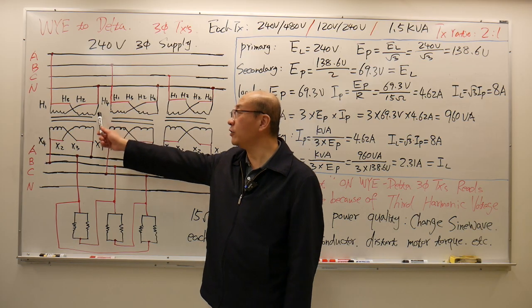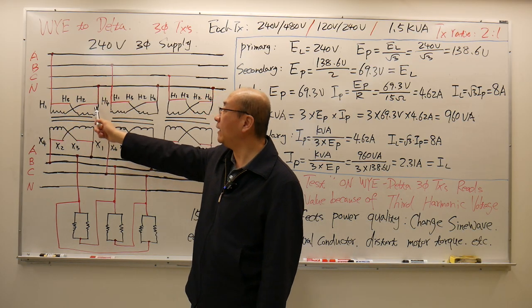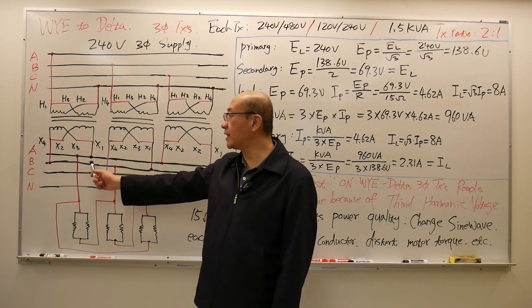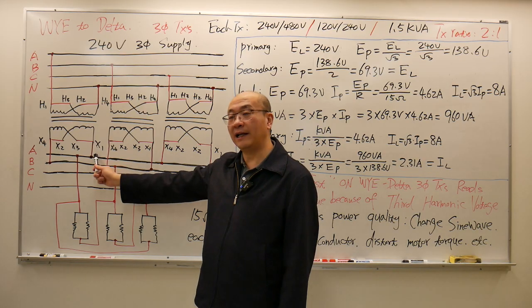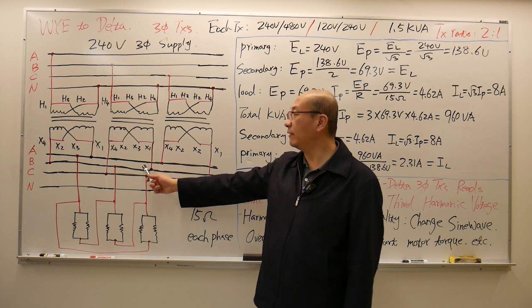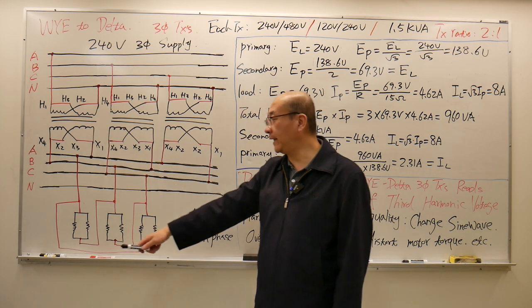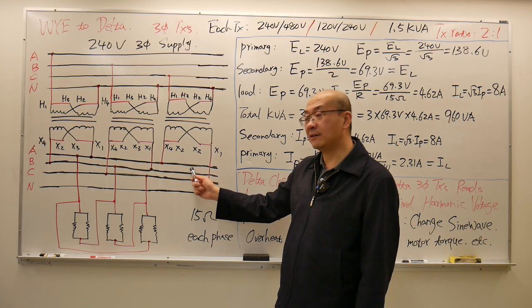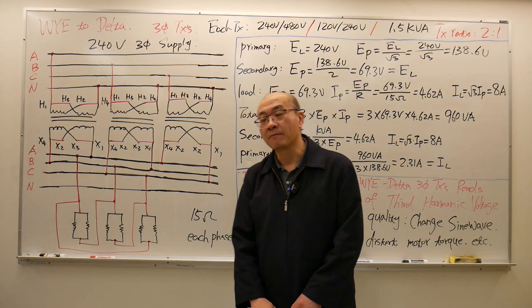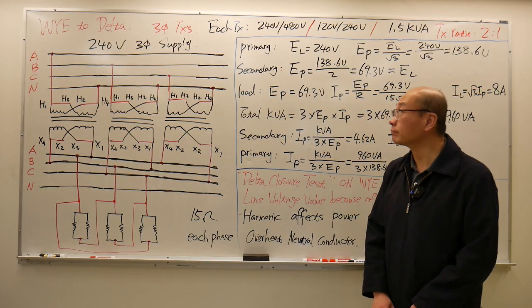So here's my connection. H1 on line A, H4 on neutral on the primary side. On the secondary side, X1 on line A, X4 on line B for phase A; then phase B, X1 on line B, X4 on line C; C phase, X1 on line C, and X4 on line A. So here's the connection. Now we look at the calculations.